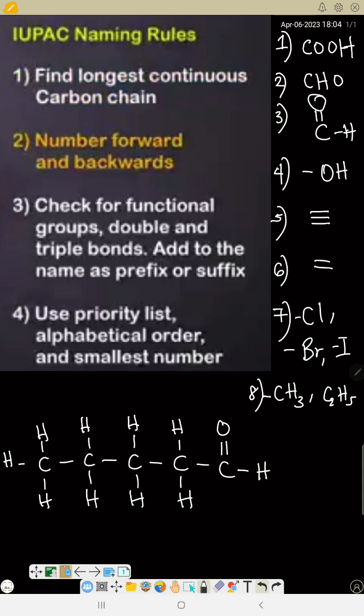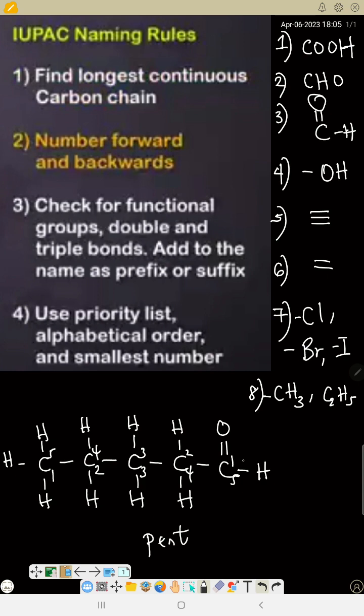You will notice that in the priority list, only this one is there. So it's the one that will give the lead of the naming. Now if you number your carbon forward and backward, 1 2 3 4 5, also 1 2 3 4 5. The longest carbon chain, just like rule number 1, find the longest continuous carbon chain, that is 5 here, and 5 carbons is pent.